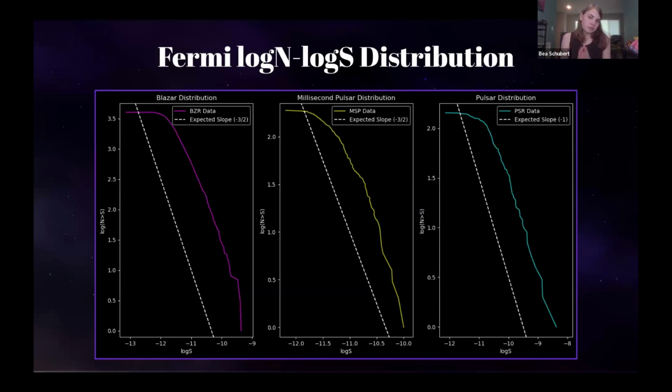You can see my 3 graphs here. On the furthest left, we have the blazar distribution, with it lining up pretty well to its expected slope of -3/2, excluding a bump at the bottom. The millisecond pulsar distribution also lines up pretty well with -3/2. It has a minor bump in the center, but otherwise it is mostly aligned. And the pulsar distribution does align pretty well with the expected slope of -1 because it is plane.